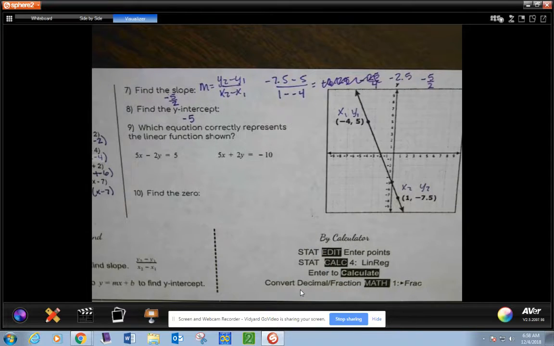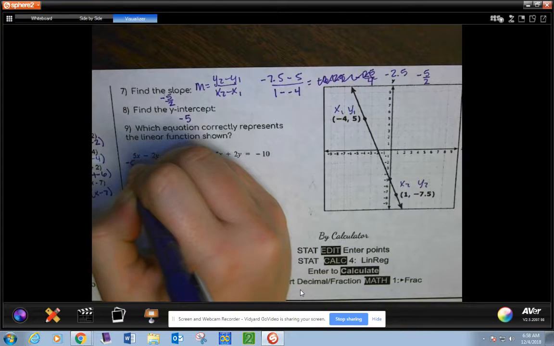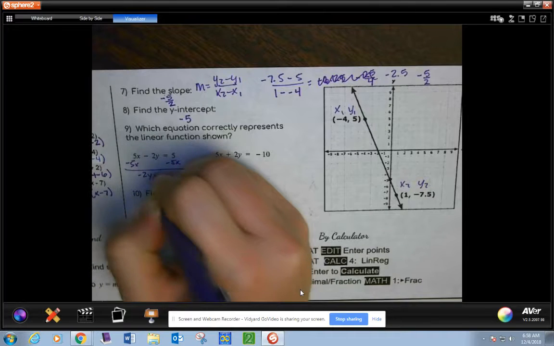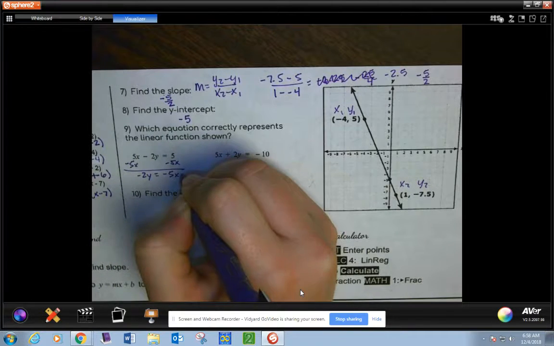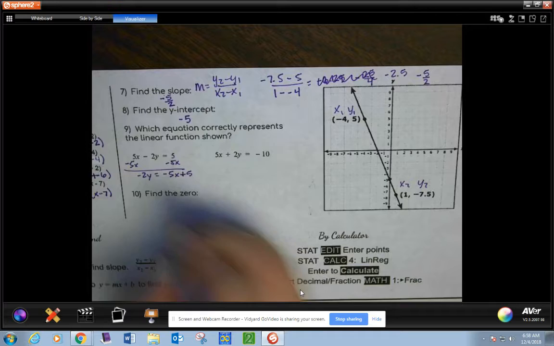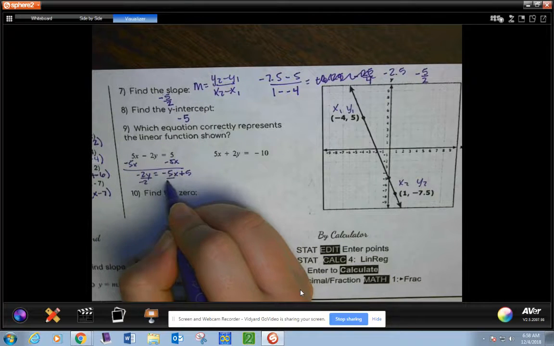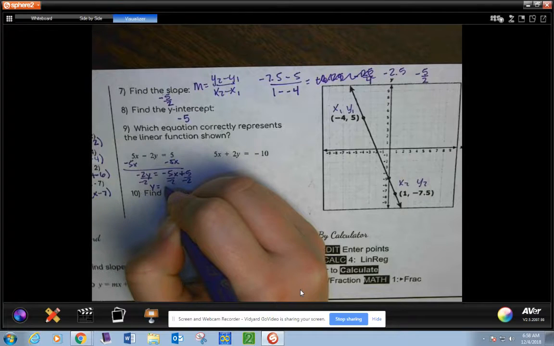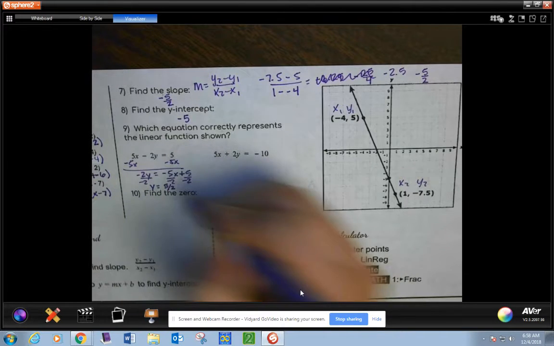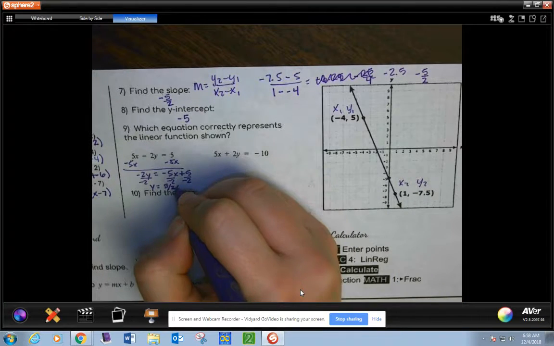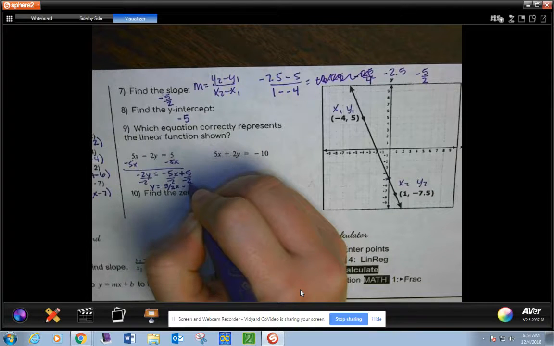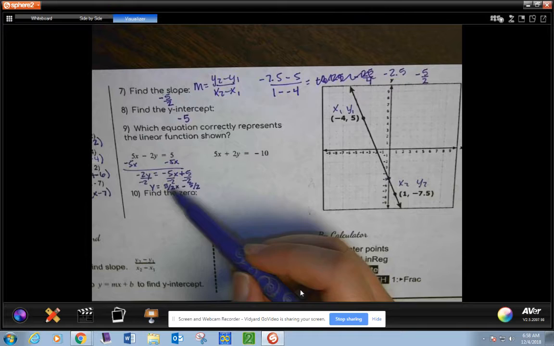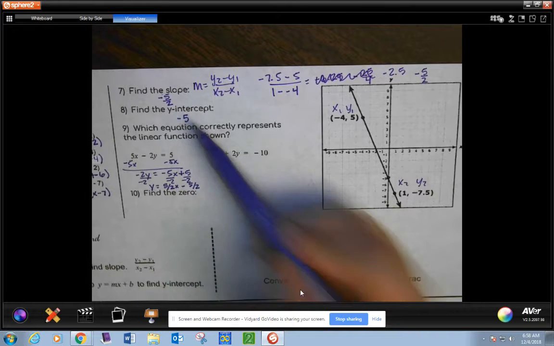So now, which equation correctly represents it? You need to solve these for y equals. So I'm going to do negative 5x to get y by itself. It gives me negative 2y equals negative 5x plus 5. And then I'm going to divide by negative 2. And that gives me y equals 5 over 2 x minus 5 over 2. Okay, that is not the same slope or y-intercept that I have.